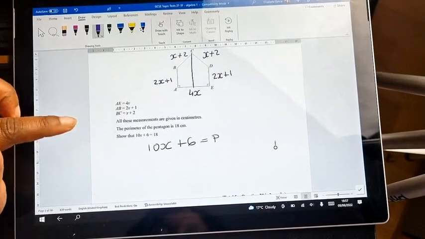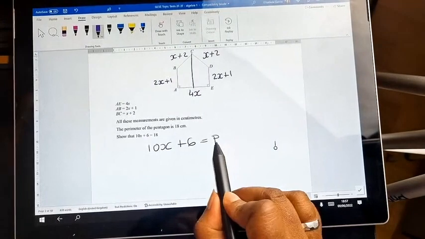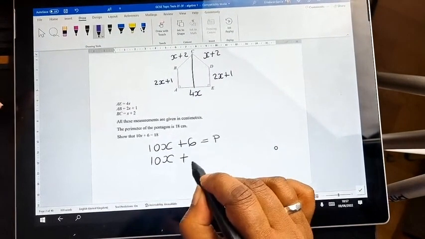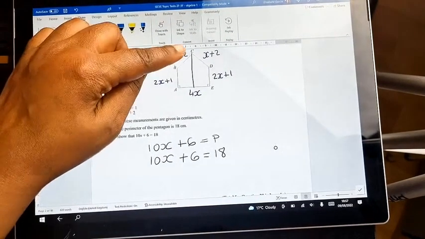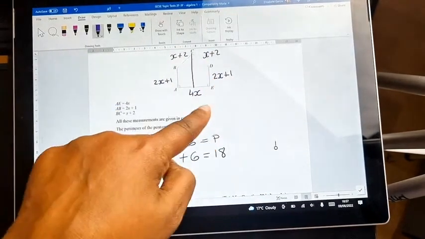And what is the value of the perimeter? It says the perimeter of the pentagon is 18. So we can substitute the P by 18. So we rewrite this: 10x plus 6 is equal to 18. We know they're the same. We've done it straight away by looking at this.